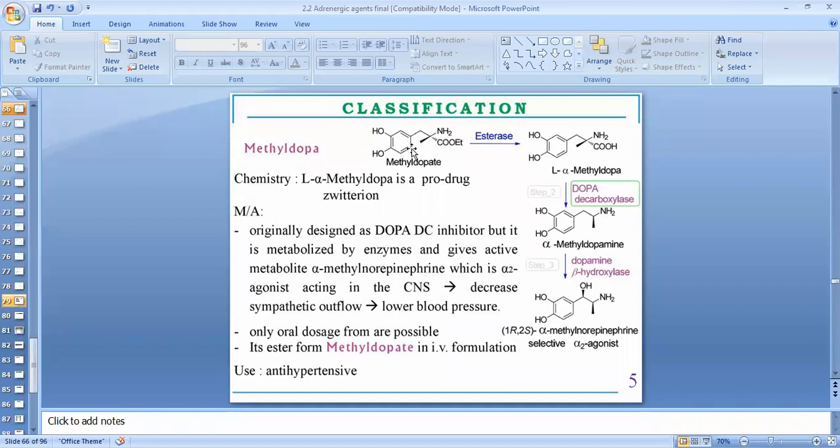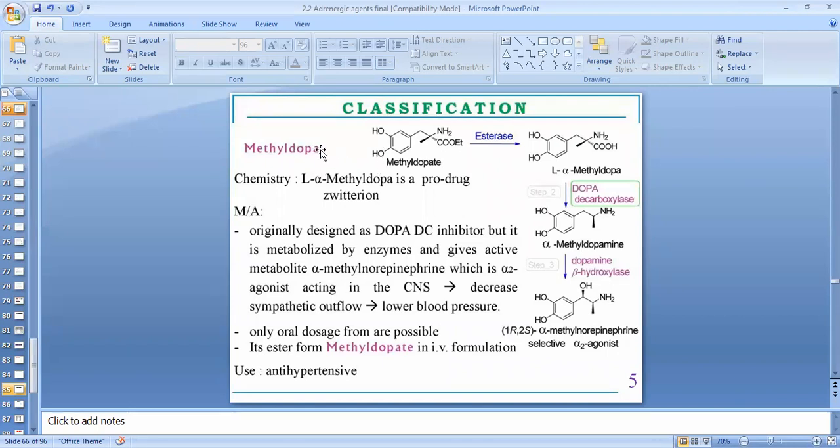See, this drug was designed as a dopaminergic drug, but due to enzymatic action, that is esterase, it is converted into L-methyl dopa, and this L-methyl dopa, with the help of the enzyme dopa decarboxylase, is converted into alpha methyl dopamine, and this alpha methyl dopamine acts on dopamine beta hydroxylase. It is converted into alpha methyl norepinephrine.